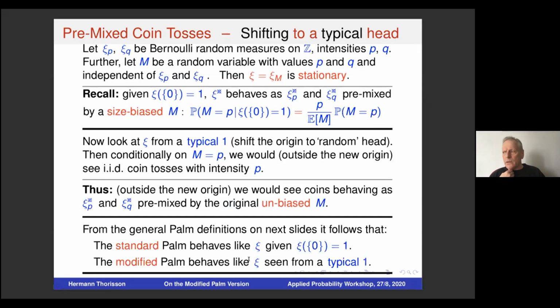It's because Palm theory is done in a stationary context, and is often used to find a typical event in a stationary sequence of events. It can be an important observation that we should use the modified one in that case. It is important because I have used it in several applications. That's it.